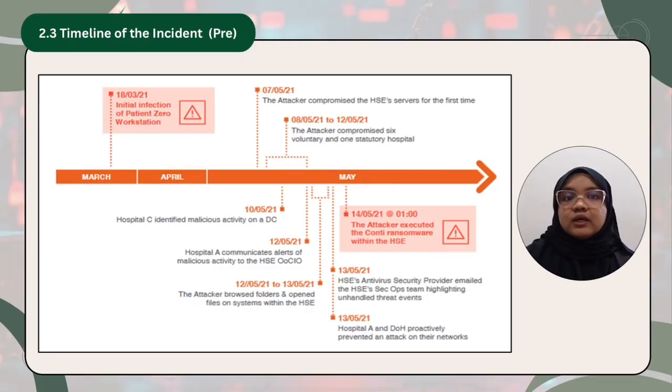So the attack reached its peak on 14 May 2021 around 1 a.m., when the Conti ransomware was executed across the HSE network, encrypting most of the systems nationwide and bringing the healthcare service to a standstill. This timeline clearly demonstrated missed opportunities for the organization to conduct early intervention, weak coordination, and delayed response, which allowed the attackers to fully execute the ransomware attack.